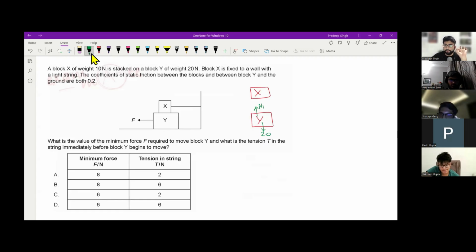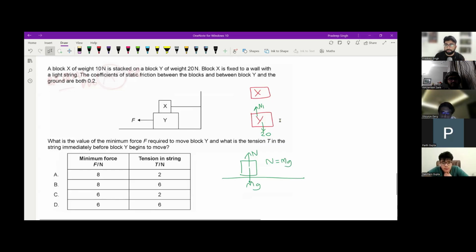If you have a single object kept on the ground, then the weight and normal reaction are equal. This is not a single object. You have something on top. We'll consider everything later. Just write down the variable N1. That's it. That's the normal reaction.